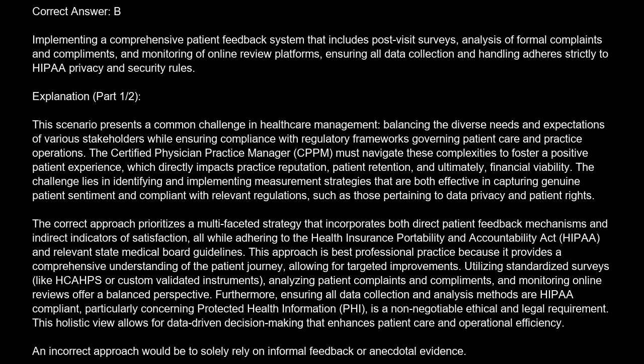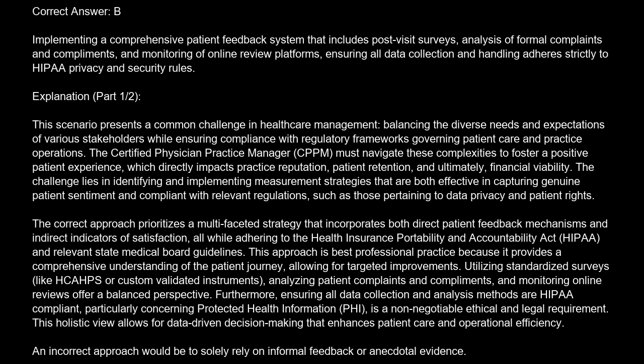Explanation: this scenario presents a common challenge in healthcare management, balancing the diverse needs and expectations of various stakeholders while ensuring compliance with regulatory frameworks governing patient care and practice operations. The Certified Physician Practice Manager, CPPM, must navigate these complexities to foster a positive patient experience, which directly impacts practice reputation, patient retention, and ultimately, financial viability.